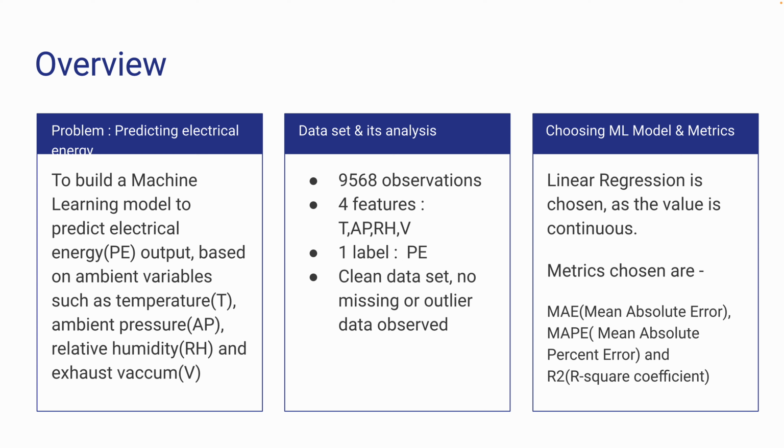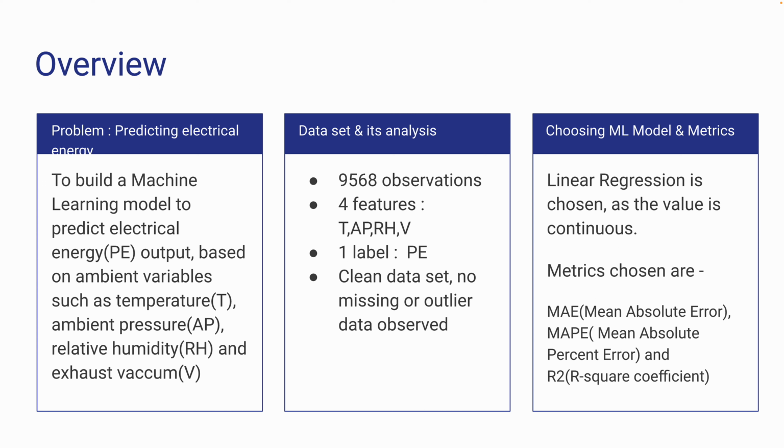If we look at the data set, there are 9,568 rows, also known as observations, across 4 features. This data set also has an output, which is given for the corresponding combination of features, and that's the electrical energy. A quick manual glance through the data set shows that it's a clean data set. There's no missing data and no very major outlier has been observed.